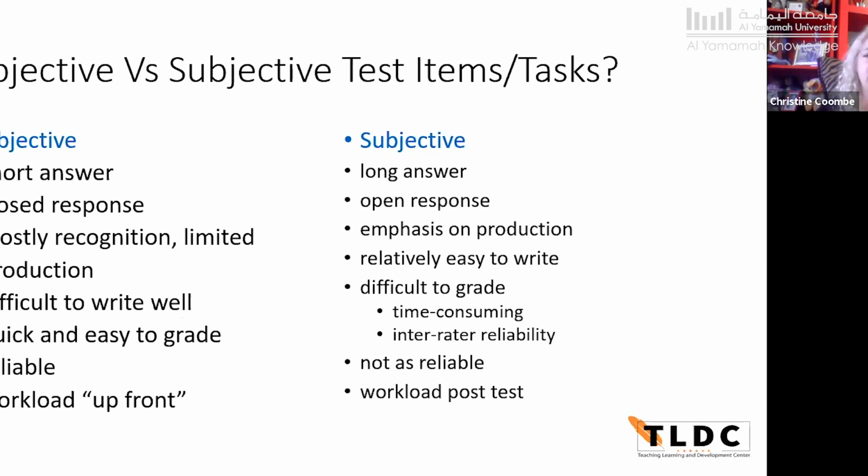So you're going to have to decide whether you're going to use objective versus subjective test questions. There are a number of advantages and disadvantages of each. With regard to objective test items, and these are MCQs, true, false, fill in the blank, matching. These are items where there's a short answer, the response is closed. The disadvantage here is that you test mostly recognition and recall. Very limited production, if any, can be assessed with this format. These types of items take a lot of training, so they're difficult to write well. However, when it's time to grade them, they're very quick and easy to grade.